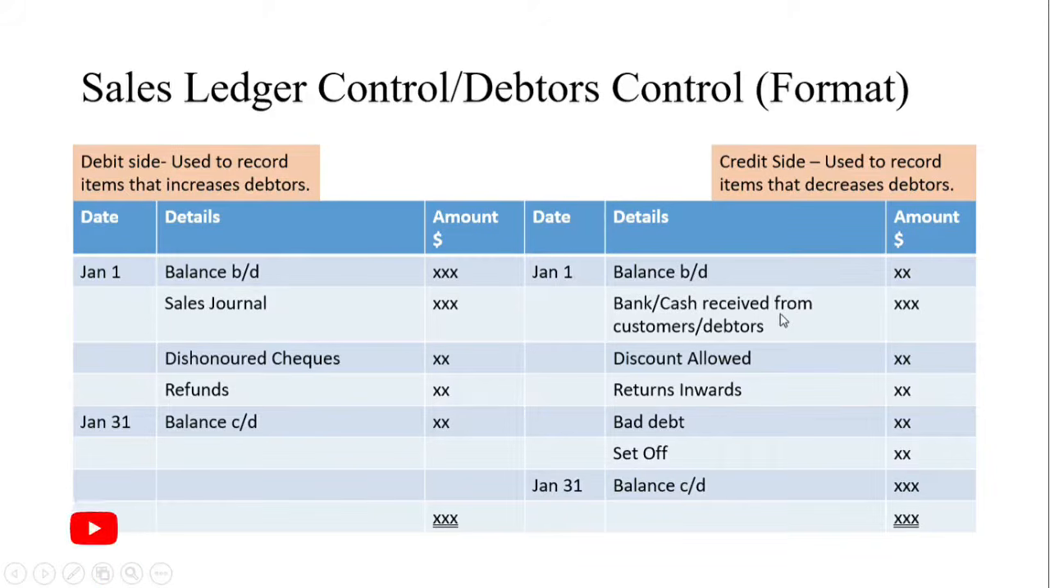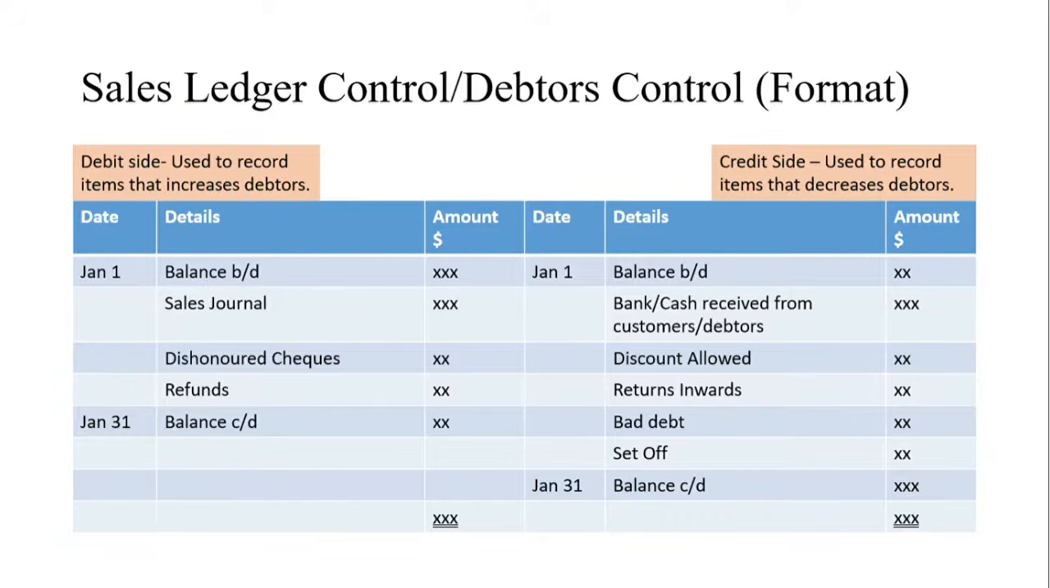On the credit side, now we find items that decrease debtors. So when your debtors pay you money, here it is on the credit side, because it would have been on the credit side in their account, just like Tom and Mark that we just looked at. Now discount allowed is when we give our customers a discount, and what it does is reduce the amount that they pay to you, therefore it would go on the credit side of the sales ledger control. Returns inwards is another one that reduces the amount that the debtors owe you. And then bad debt is when your debtors are unable to repay for various reasons.